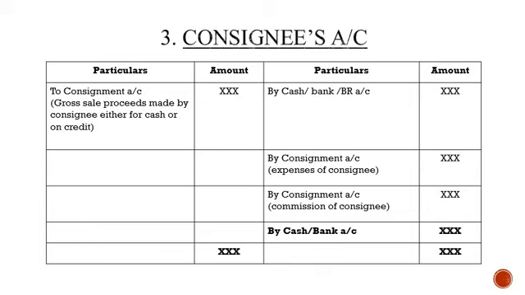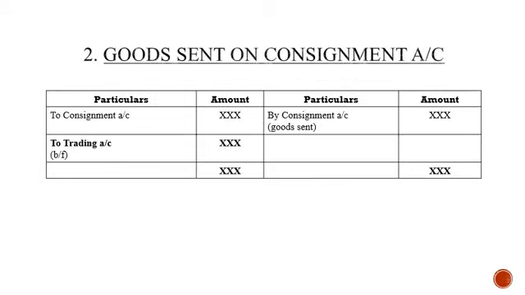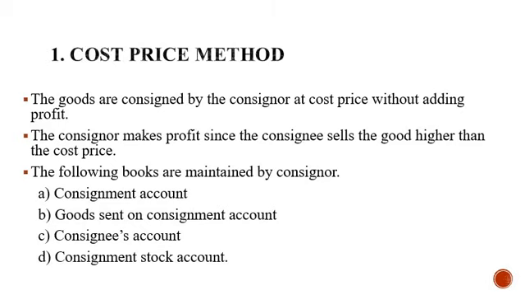In the previous class, we were dealing with the different accounts being prepared by the consignor, under cost price method. So these were the different books that he's supposed to maintain under cost price method. The first one is consignment account, second is the goods sent on consignment account, third is consignees account, and fourth is the consignment stock account.